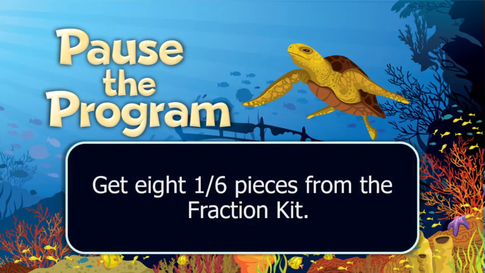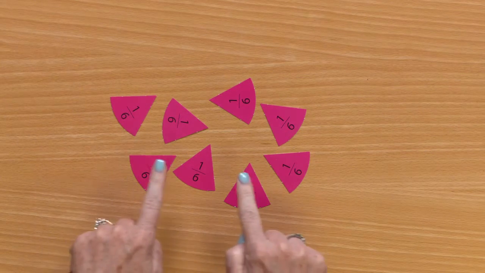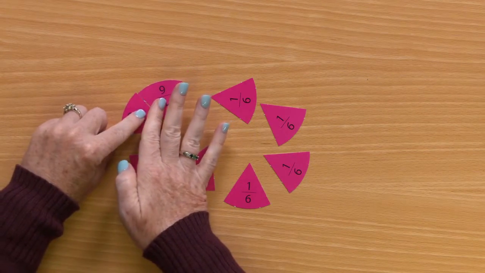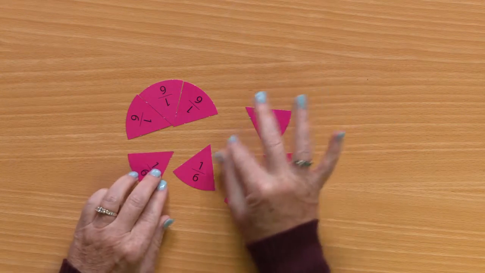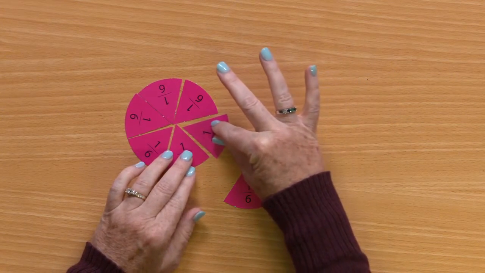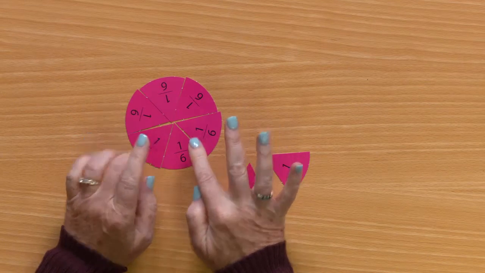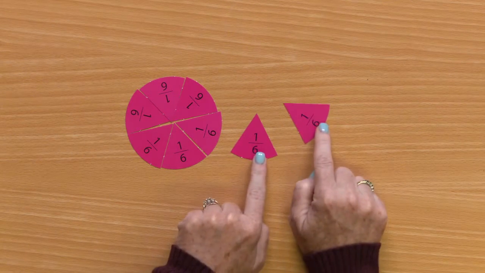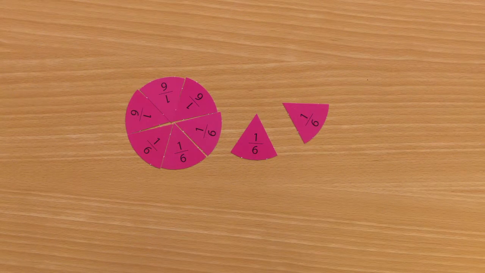Grab your fraction circles. You need 8/6. How many of these pieces do you need to make a whole circle? These are sixths, right? It takes 6/6 to make a whole, and then how many sixths remain? Yes, 2. Let's show that in the equation. We can rename 8/6 as 1 whole and 2/6.